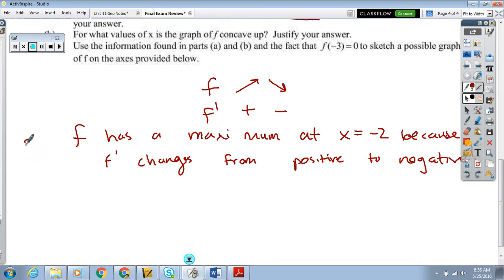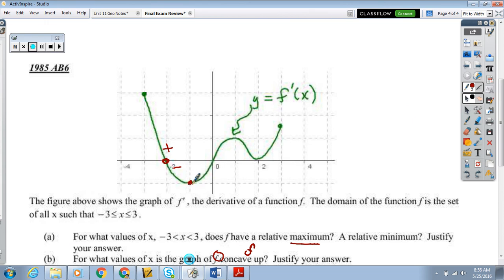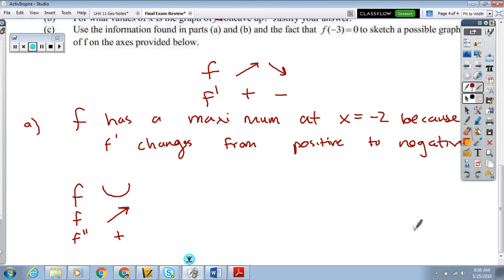For part B, it says, where is the function f concave up? That's not a prime right there, they're just trying to be fancy with the font, I guess. So I'm going to do the same thing. If f is concave up, like a cup, that means f double prime is positive, meaning f prime is increasing. So I'm going to look for the function to be moving upward. So that's from -1 all the way up to +1.